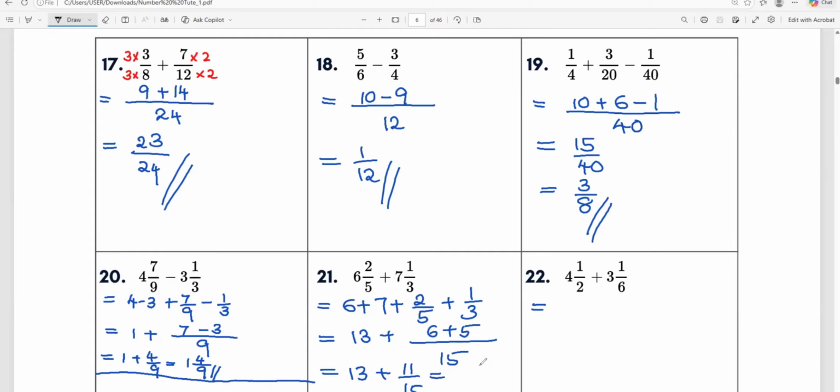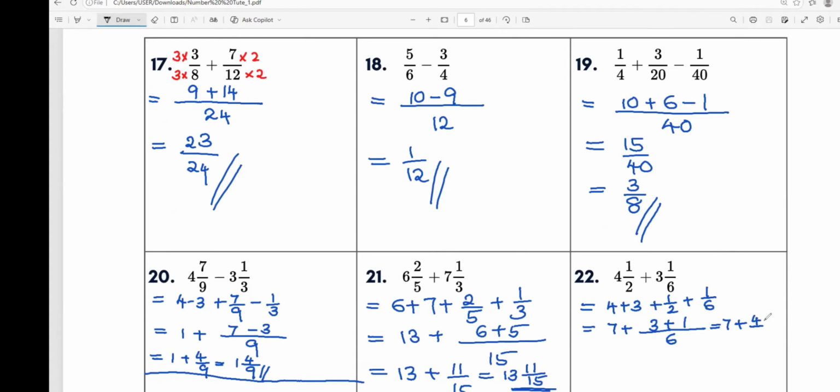So this is 13, 11 over 15. Answer is this, 21. Half, 1 over 6. 4 plus 3 is 7. Denominator is 6. 3 plus 1. 7 plus 4 over 6. 7. 4 over 6, we can simplify, 2 over 3. So it is 7, 2 over 3.